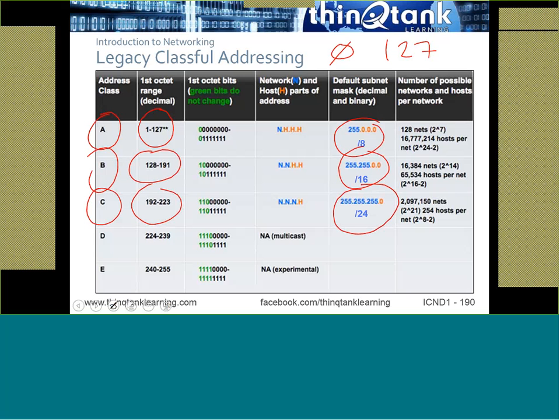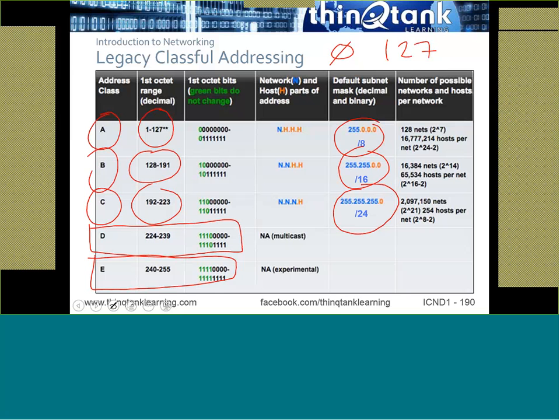Remember on the last slide, I talked about major network boundaries? This is what they mean when they say a major network boundary. They're talking about Class A, Class B, and Class C. All right? Class D is used for multicast, 224 to 239. Class E still isn't used today, experimental. Experimental for what? I don't know, but not used today.